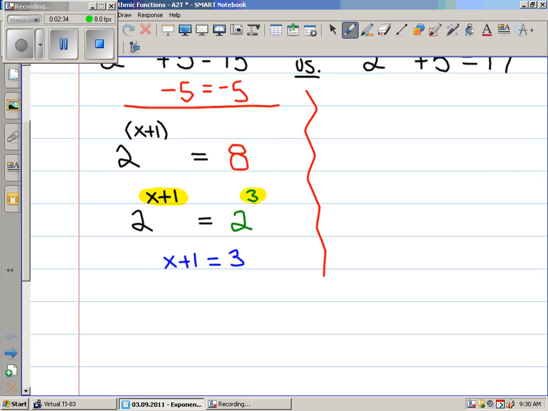So here we go. What's next? Let's do it in one final different color. Subtract 1. Subtract 1. Crossing that off. X equals 2. That's your final answer.